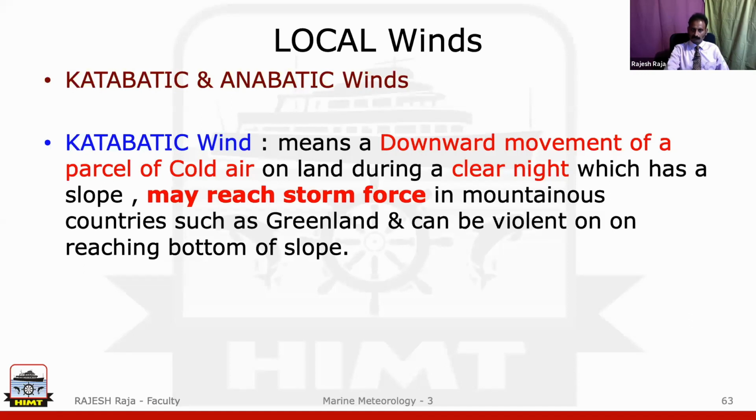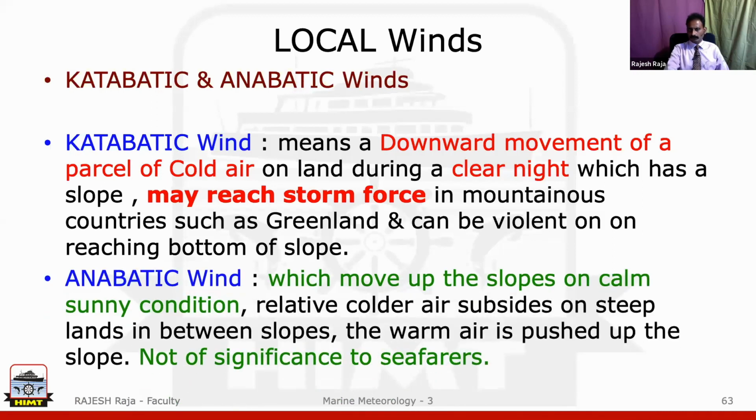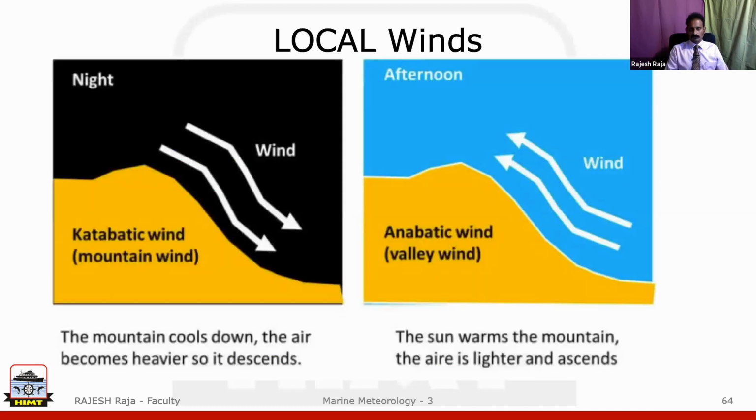So you have to be careful. Katabatic is important for a mariner. The opposite is anabatic, where the wind is going up above in the slope, which is not of any particular significance for a seafarer, but both of them are there. I'll quickly show you the picture. This is your katabatic and anabatic. Anabatic, I'm not bothered much.